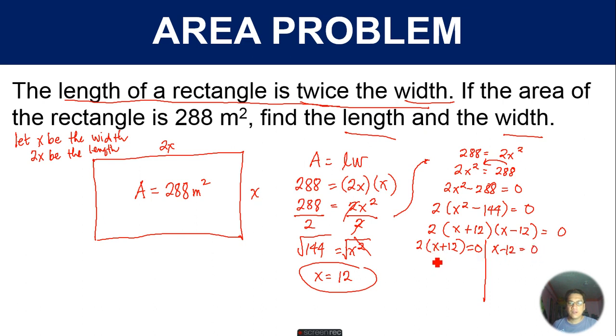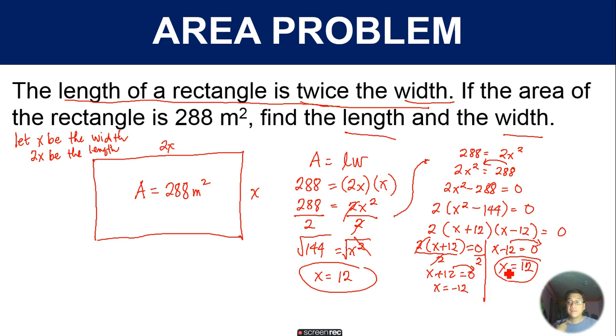So you just divide, or you can multiply, that's okay. Divided by 2, what remains is x plus 12 equals 0. Then transpose, so that will be x is equal to negative 12. In the other one, you transpose negative 12, making it positive, so x is equal to 12. Just the same with the first one, although we have two values. The first is negative 12 and the second is positive 12.